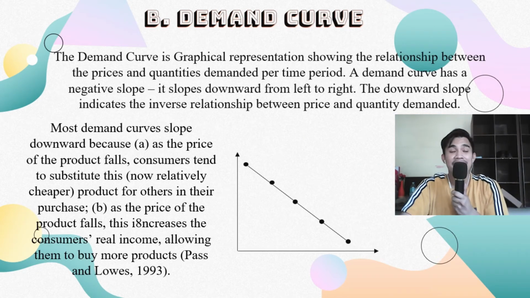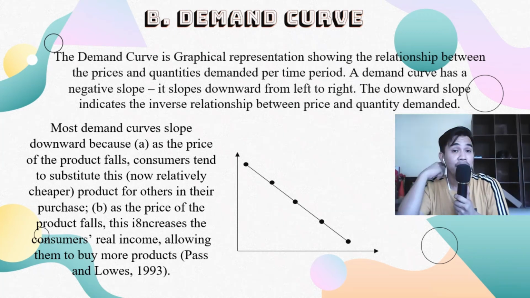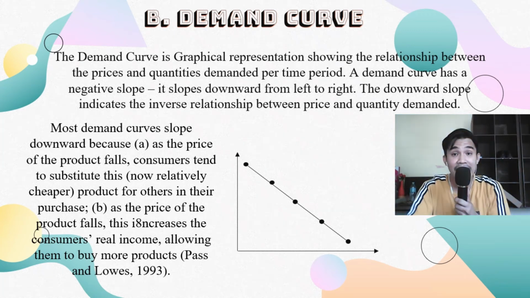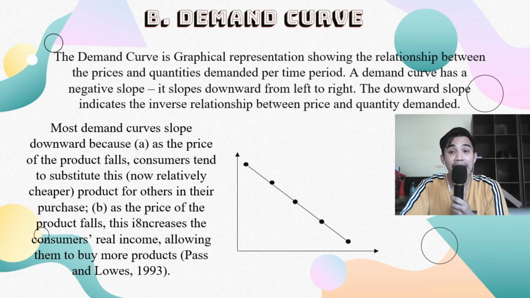At this point, let us now discuss the demand curve. The demand curve is a graphical representation showing the relationship between the prices and quantities demanded per time period. A demand curve has a negative slope. It slopes downward from left to right. And the downward slope indicates the inverse relationship between price and quantity demanded.